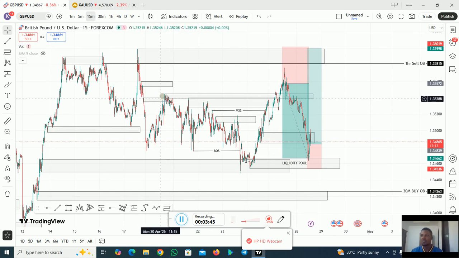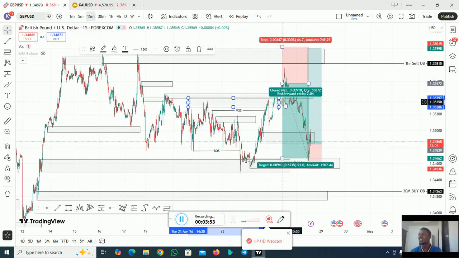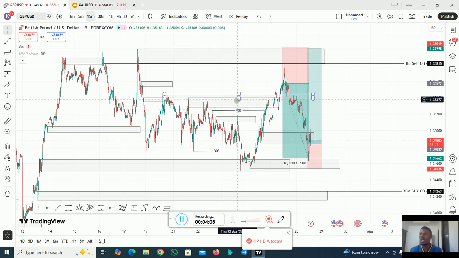As you can see, price came back, mitigated this place, went on to break structure, went back to it again, and created various liquidity here. That's why when you are trading, you have to open your eyes, learn from the market, and listen to what the market is telling you. So that was what happened right here.